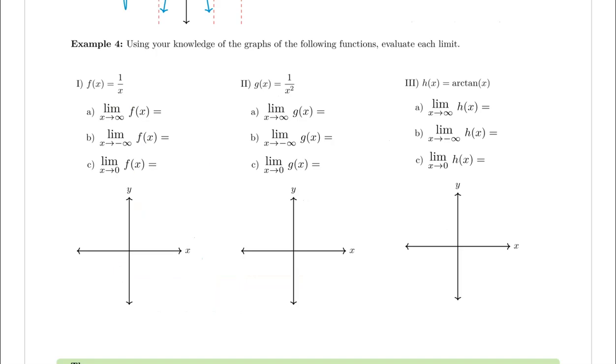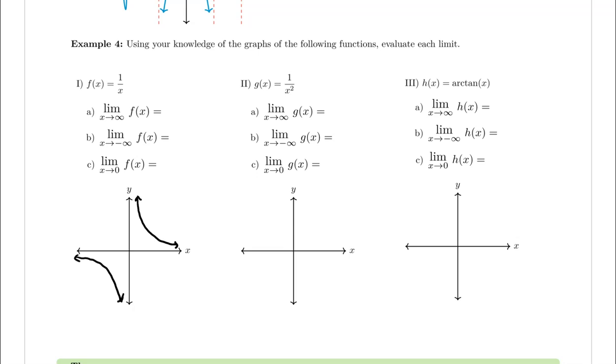Example 4 says, using your knowledge of the graphs of the following functions, evaluate each limit. So I'm going to go ahead and graph each of these before we start to evaluate these limits. The first function is f of x equals 1 over x. That looks something like this. It's going to be in quadrants 1 and 3.